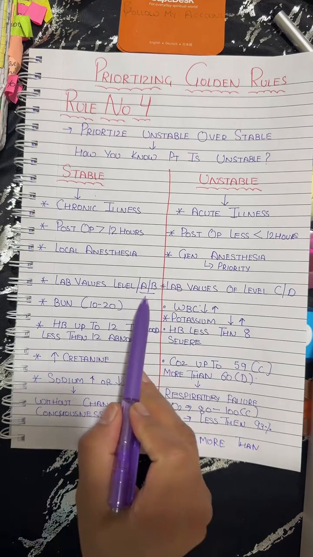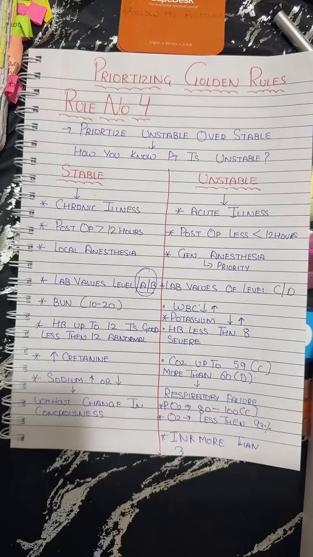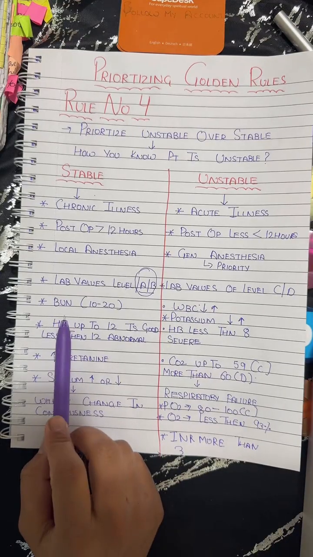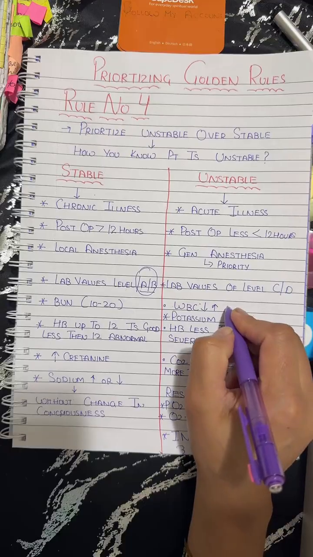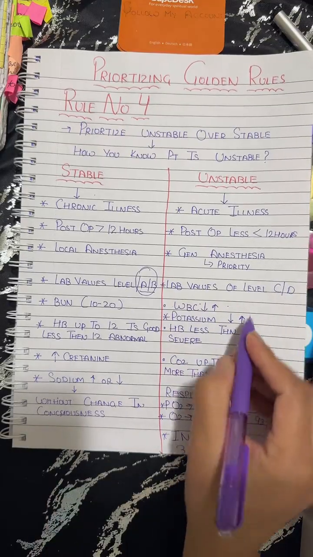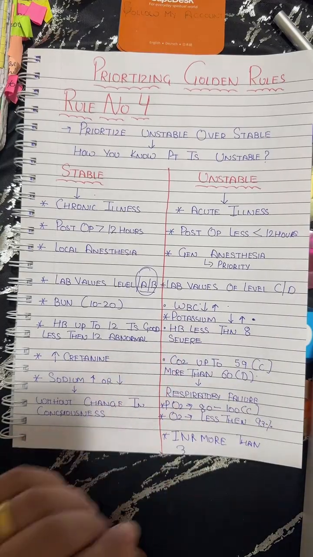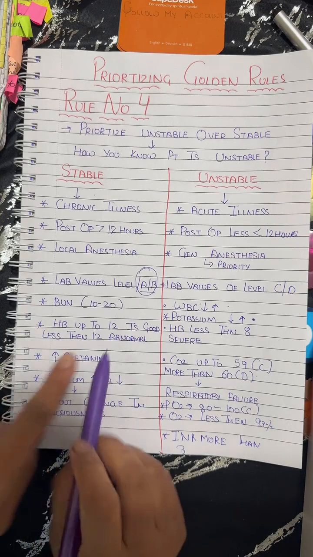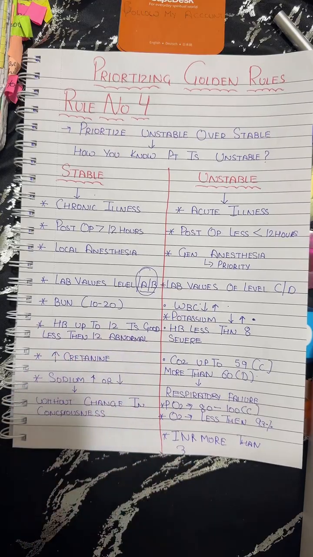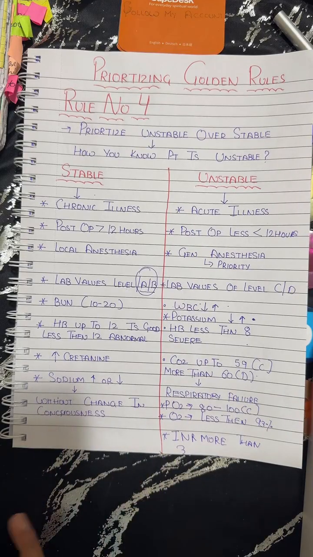Value level A and B, we will discuss tomorrow what comes under A and B and what comes under C and D. So, 10 to 20 patient is stable. Even a point fluctuation in WBCs or potassium, patient is on our higher priority. WBCs even a mild decrease or increase, patient is unstable. HB up to 12 is good, less than 12 is abnormal. HB less than 8, severe. Creatinine increased is stable. CO2 up to 59 comes under C, more than 60.